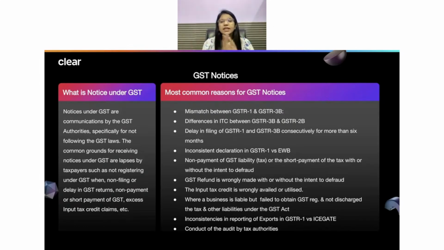So from the upfront, they can say that there's a discrepancy and you have to correct it. Now, the second common reason, if you would have seen, is today we get this GSTR-2B. What exactly is this 2B?